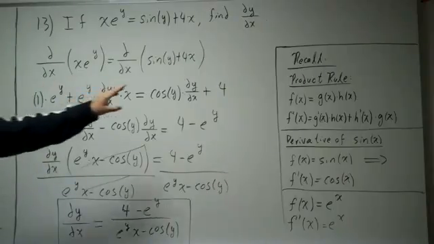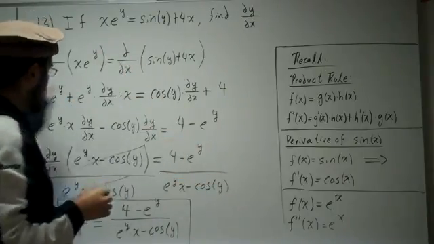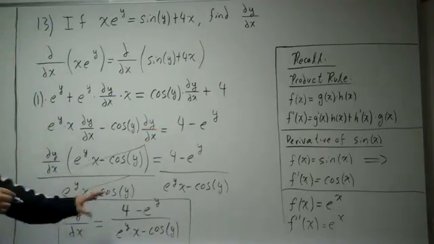So we had to use the product rule, the derivative of sine, and the derivative of e to the x. We had to use implicit differentiation. We then factored out dy/dx to solve for it. And that is your answer.